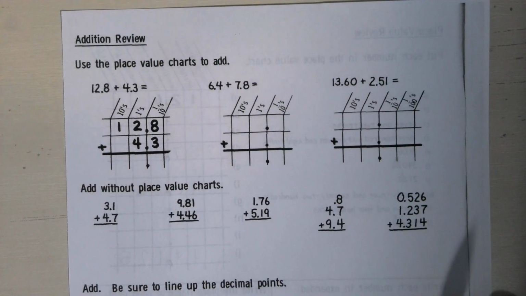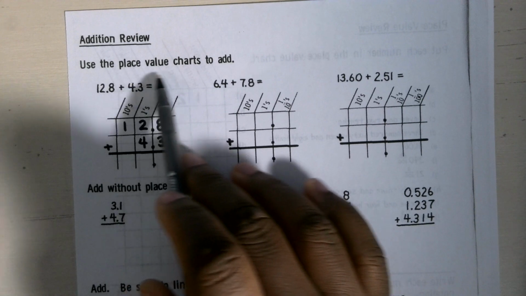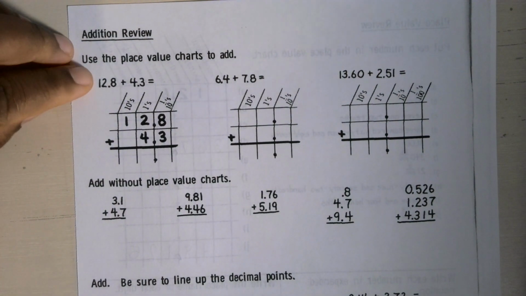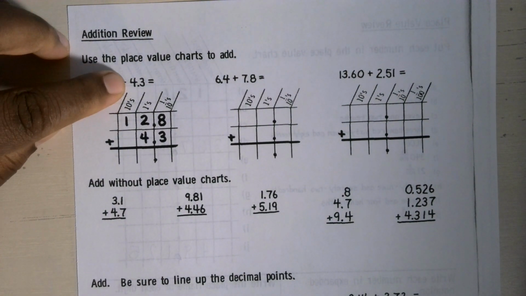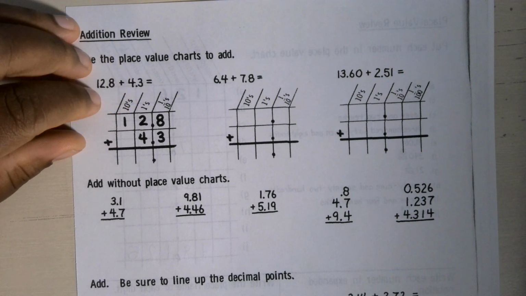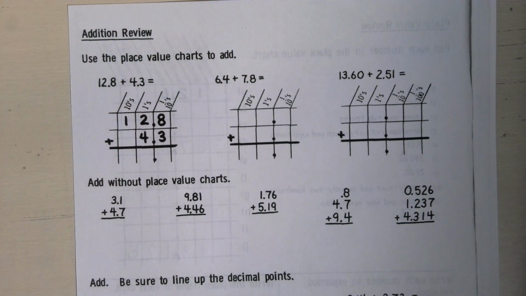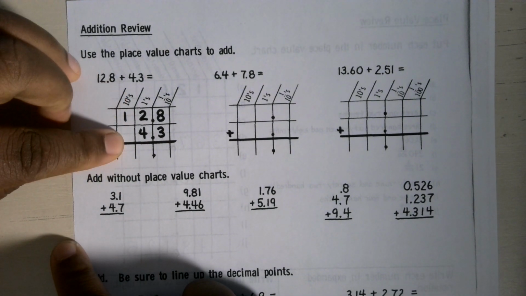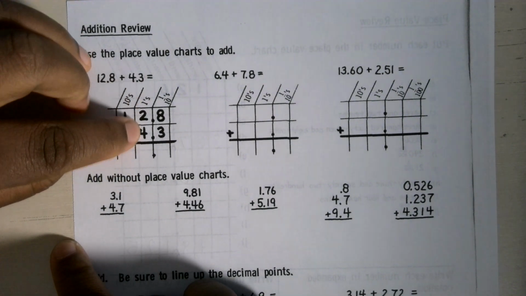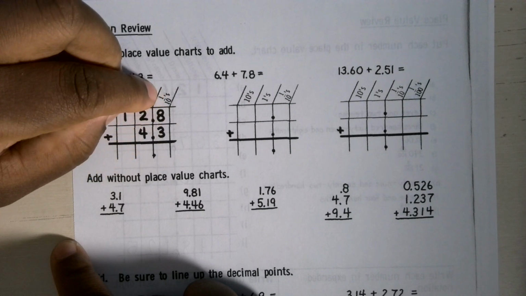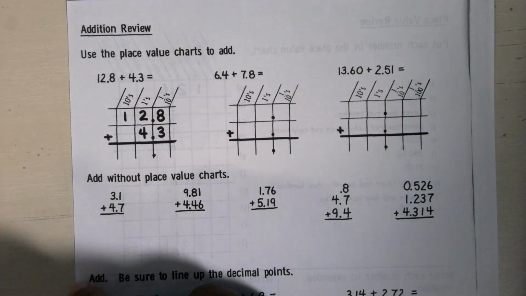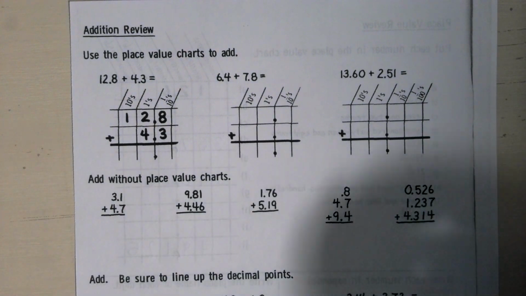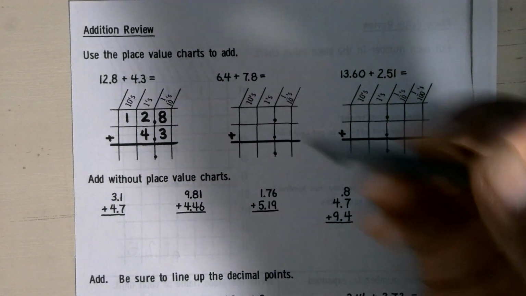For the addition review on the next page, we are told to use the place value charts to add. So I have 12 and 8/10 plus 4 and 3/10. My operation is addition, and I know that before I can add, compare, or subtract, each place value unit must match. So my tens have to line up with my tens, my units with my units, and my tenths with my tenths. Each place value unit matches, and so I'm ready to add.